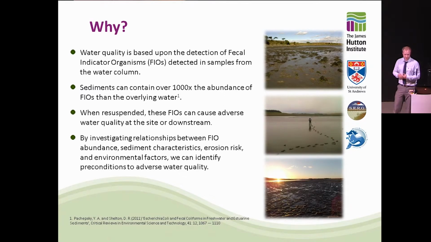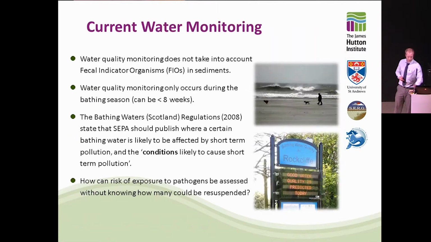By investigating the relationships between fecal indicator organisms in the sediment and the characteristics of the sediment, so looking at why they are there, and then the erosion risk, how likely the sediment is to move on to bathing waters, and then environmental factors such as rainfall, wind direction and tides, we can look at preconditions to the adverse water quality that stops people going to bathing waters.